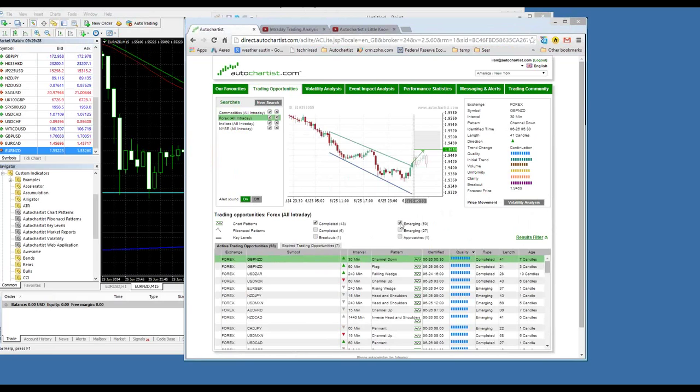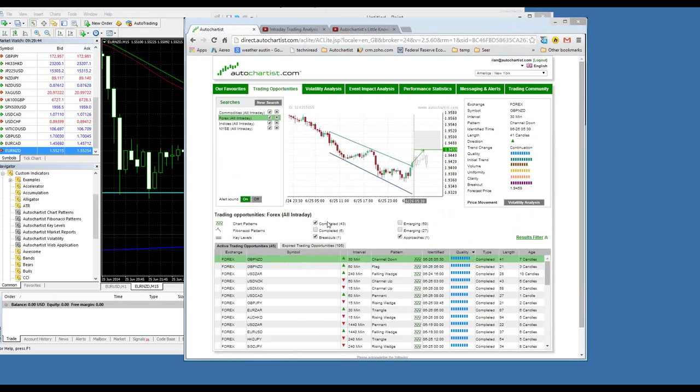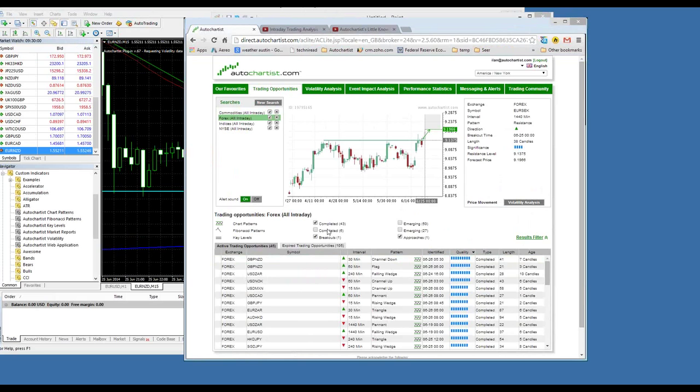Okay, all right. So let me show you all something. In my Autochartist screen right now, I've selected the types of patterns on which Autochartist provides performance statistics. And I'll explain what those performance statistics are, actually. But we only provide performance statistics on completed chart patterns, breakout key levels, and approaching key levels. Okay, we do not provide statistics on emerging chart patterns. Let me explain to you why.